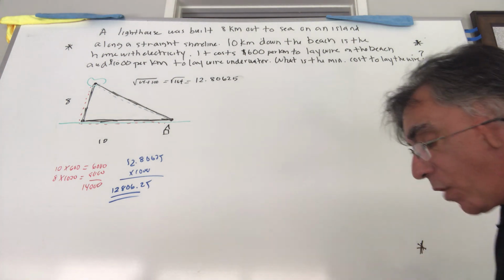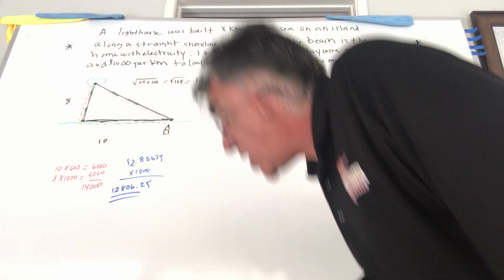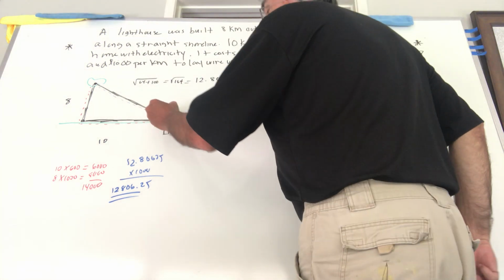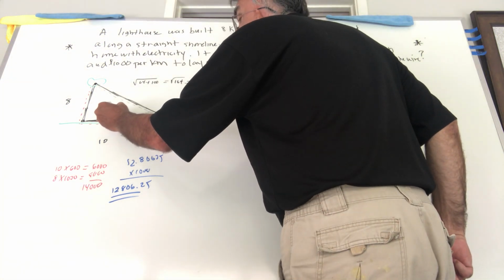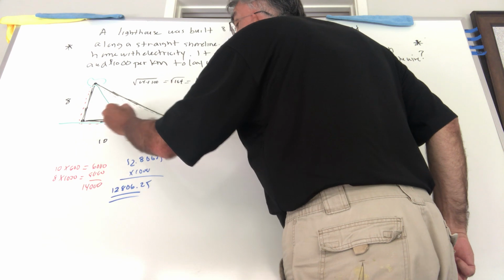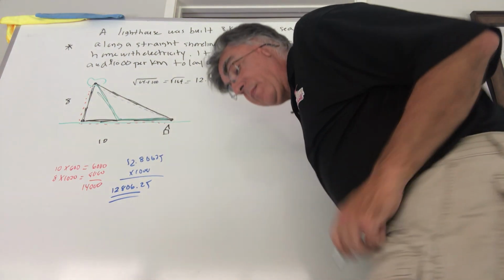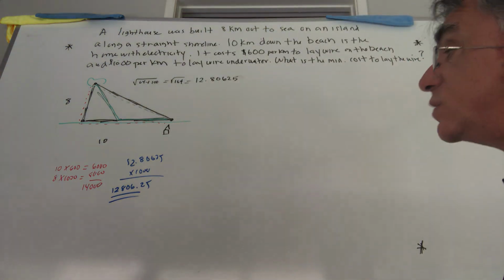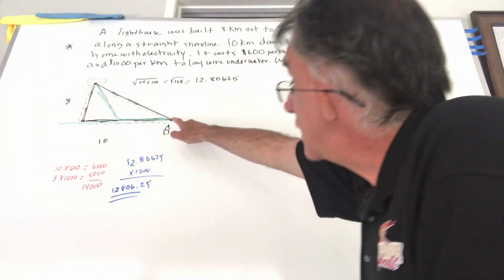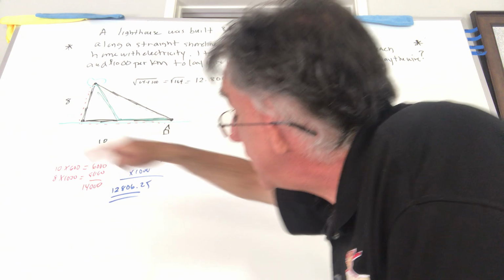Now, you probably know where I'm headed with this. We didn't check every other possibility, did we? We could just go partway down the beach and then head out. And this is where the calculus comes in. Remember, what I just checked was the endpoints. I can go straight out or I can go all the way down.